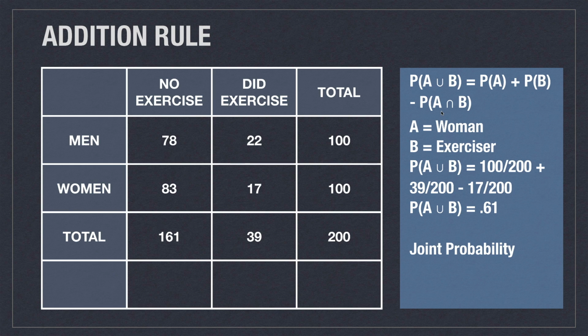And this is an example of what we call a joint probability, because we are looking for a person with two characteristics. If we said we wanted to look at exercisers and then from that group pull out just women, that would be an example of what we call a conditional probability.